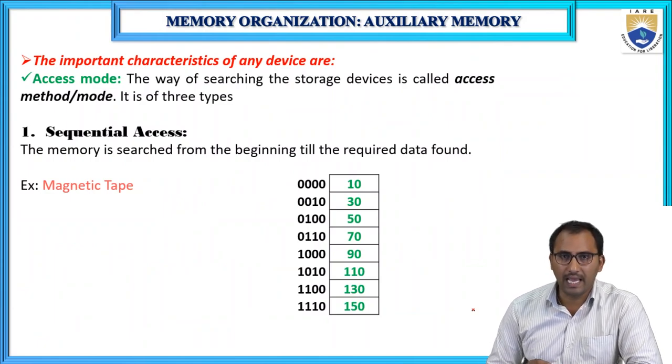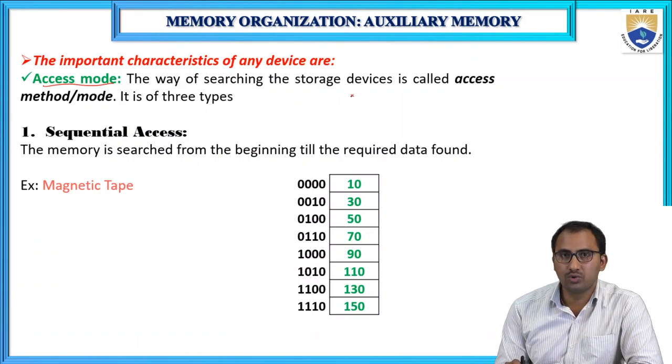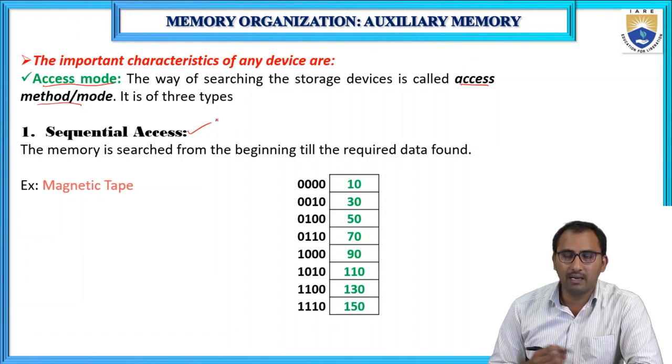The first one is access mode. What is access mode? Access mode is the way of searching the storage device. That is called access method or mode. We have three types of access modes: sequential access, random access, and direct access. So these are the different access modes.